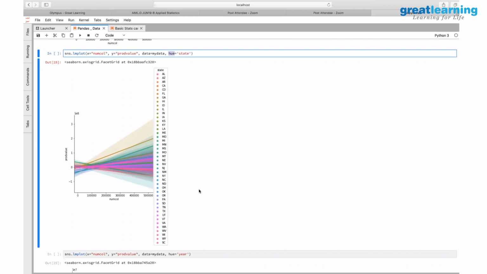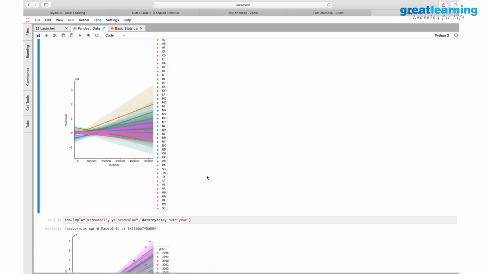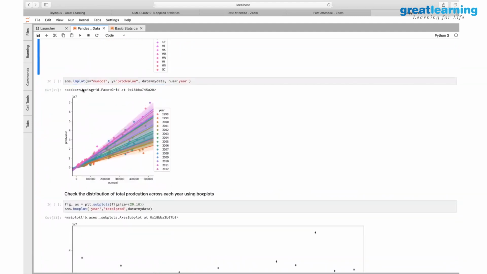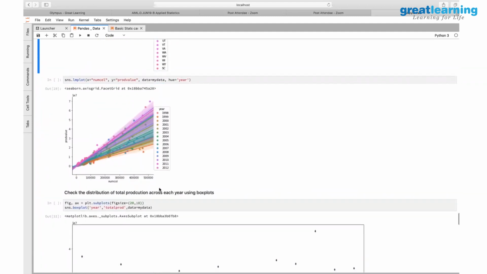While the map is confusing, it's a demonstration. You can get a sense of how the overall distribution is coming up for all the states together, the trend lines. That's what it shows. So again, LM plot by year, same thing.